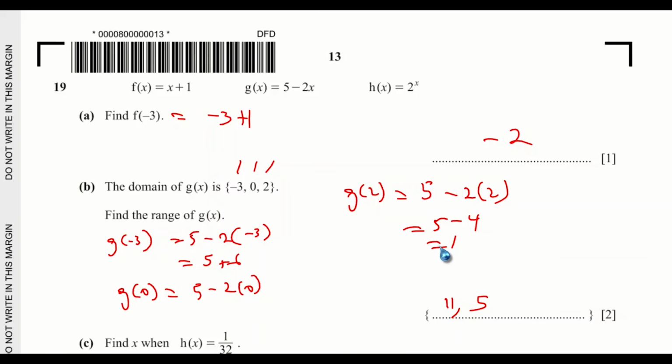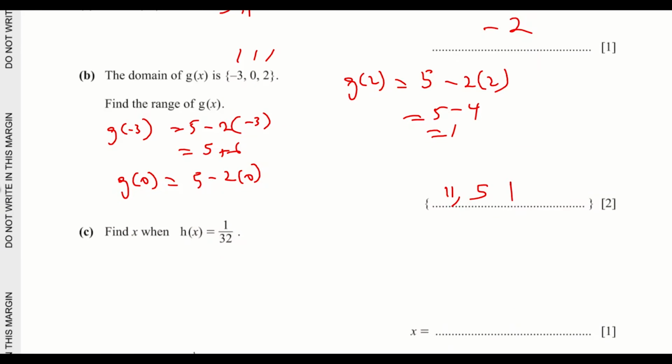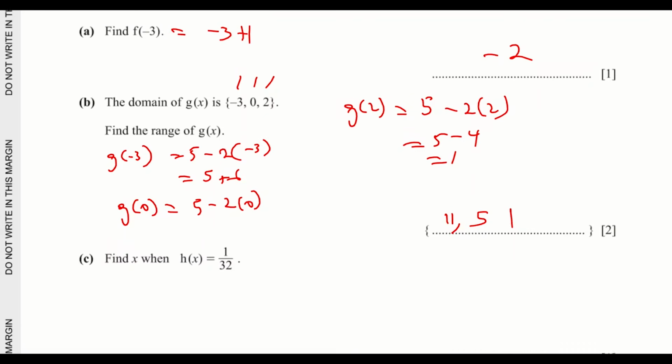That will be equal to 1. So we have 11, 5, and 1. So let's go to part C. Find x when h of x is equal to 1 over 32.